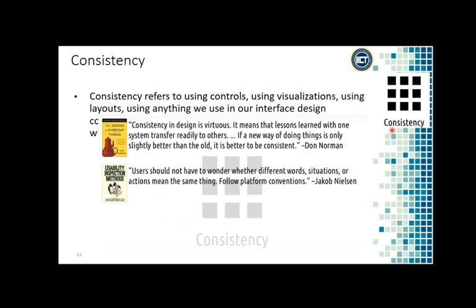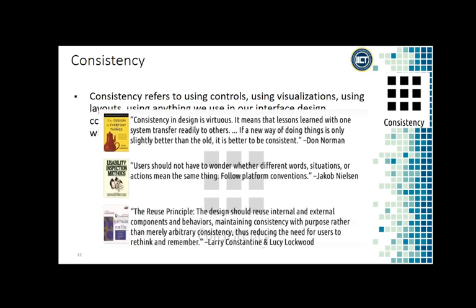Now Nielsen says that the user should not have to wonder whether different words, situations or actions mean the same thing. Follow platform conventions. So Nielsen says almost the same thing as Norman. In other words, be consistent with what other people have done on the same platform, in the same domain, and so on. Constantine and Lockwood define it as the reuse principle. The design should reuse internal and external components and behaviors, maintaining consistency with purpose rather than merely arbitrary consistency, thus reducing the need for users to rethink and remember.